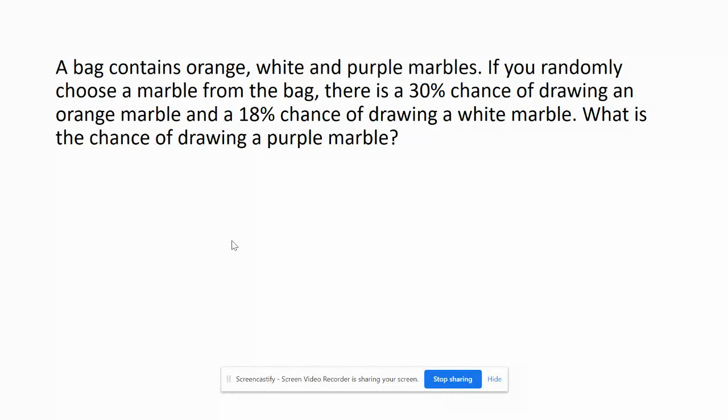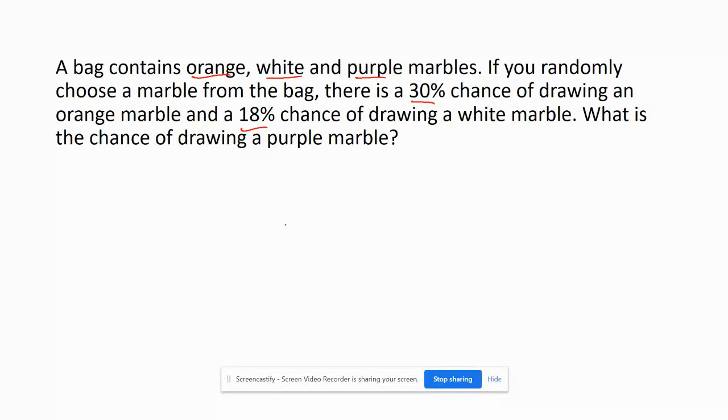Okay, so looking at this first question, we have percent of marbles. We have a bag of marbles: orange, white, and purple. So we've got three different types of marbles, right? The orange marbles are 30%. The white marbles are 18% of the marbles. What is the chance of drawing a purple marble?